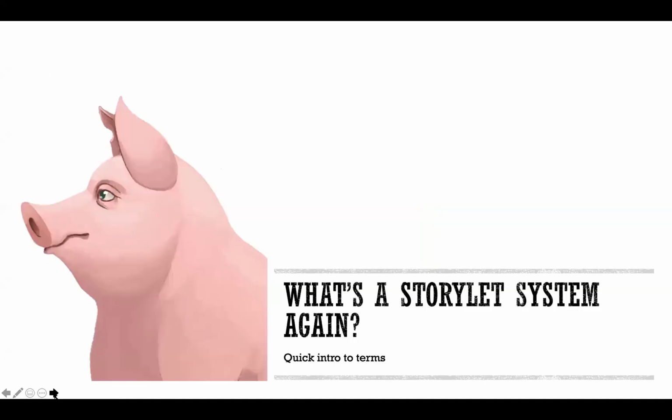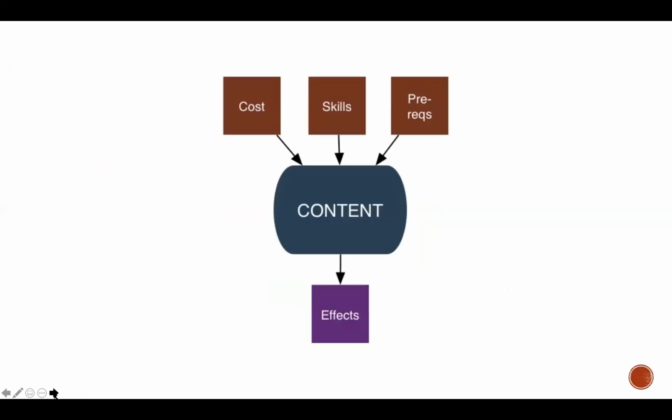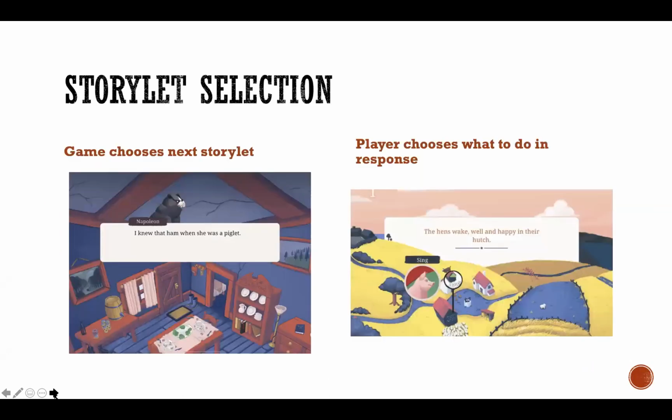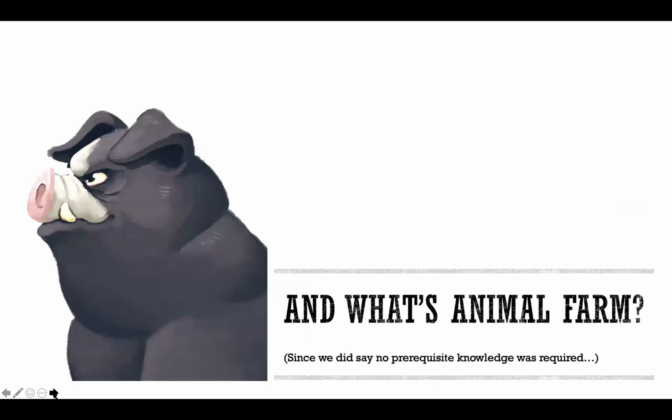Okay, let me quickly go back through what we just stepped through. So what's a storylet system again, and this is what we've just been through. So content, costs and prerequisites and effects, a little bit of a list of what those things could be. And then that kind of transition, the game is choosing what we're doing, player is choosing response. And then also, what even is Animal Farm? What are we dealing with here?